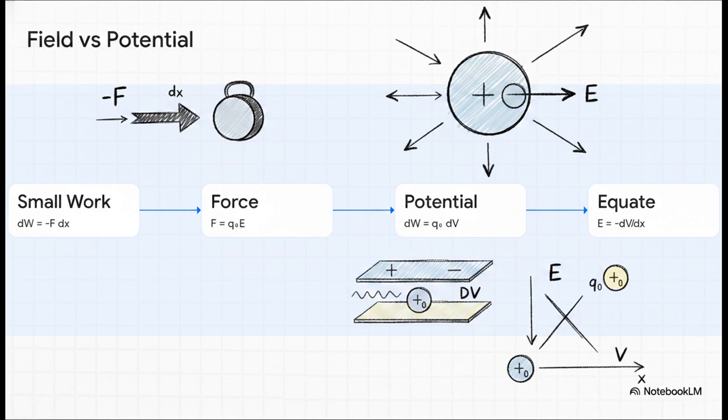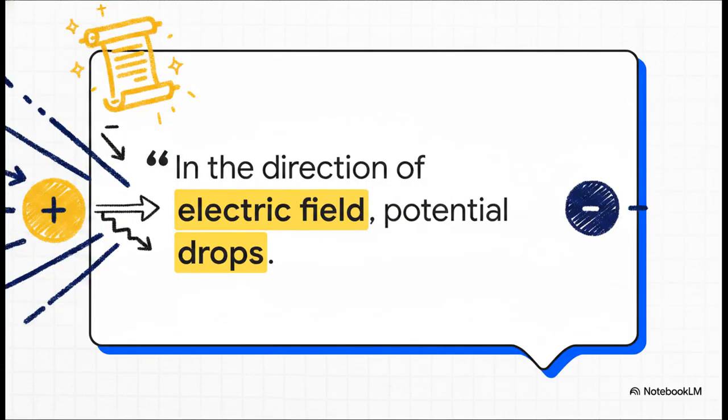The Q0 charges beautifully cancel right out of the equation, and we are left with E equals negative dV over dx. You need to sear this rule into your brain. That negative sign we just derived isn't just some mathematical quirk. It dictates physical reality. It literally tells us that in the direction of the electric field, potential drops. The field lines always point away from areas of high potential and point directly toward areas of low potential.